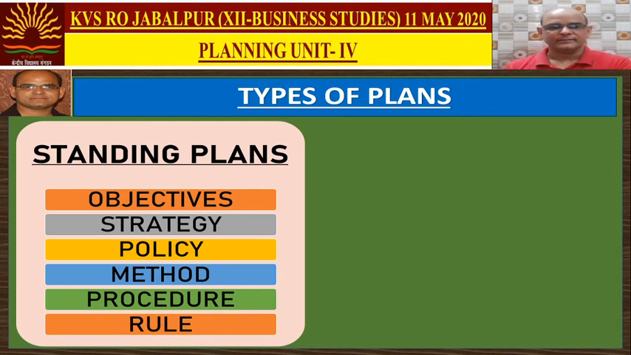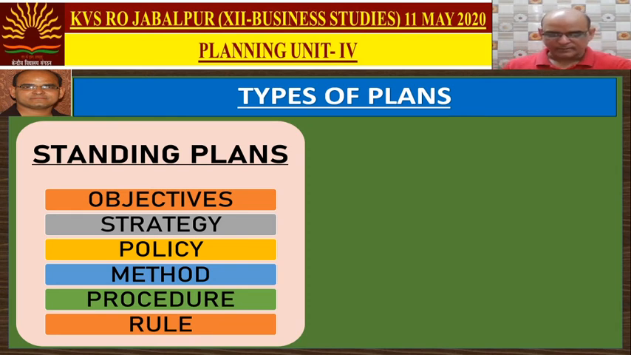Second point is there is always a provision of penalty for not following the rules. There must be some provision of penalty and punishment if someone is not following the rule. So rule is a plan which helps in maintaining discipline in the organization. Once again, I would like to remind that all these are standing plans, means once they are made, they can be used for an indefinite period without any problem. Repeatedly they can be used.